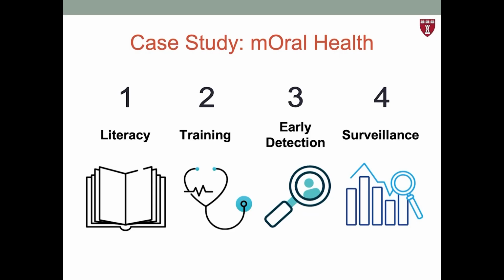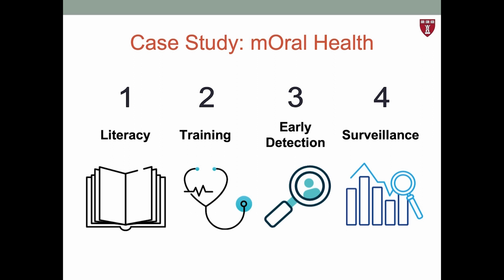As part of the 74th World Health Assembly's Be Healthy, Be Mobile initiative, the WHO developed an M-Oral Health program structured into 4 modules. Module 1, the literacy module, aims to improve oral health literacy, awareness, and advocacy on an individual, community, and policy level.